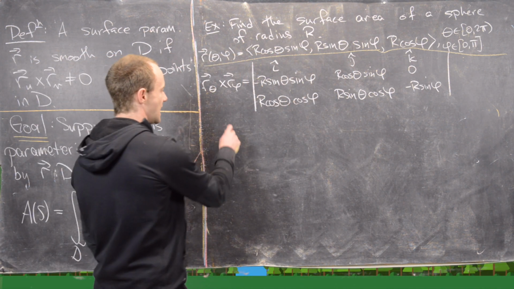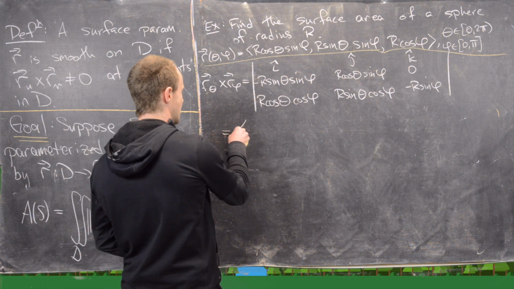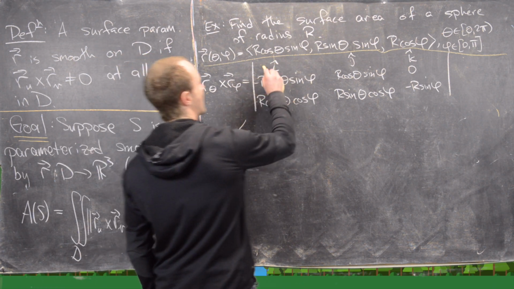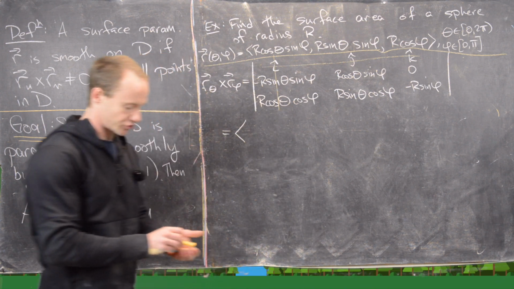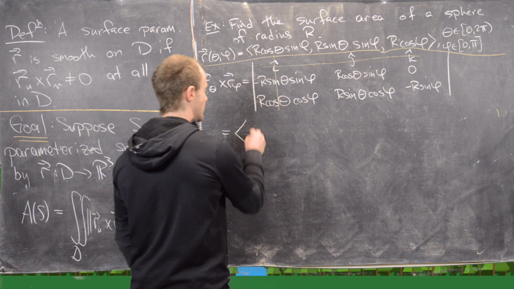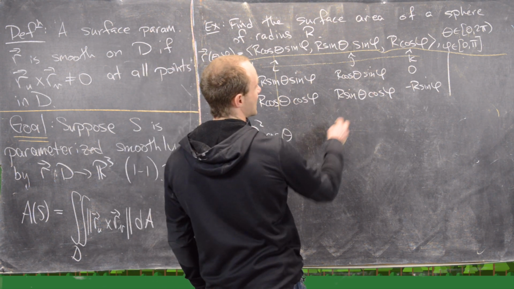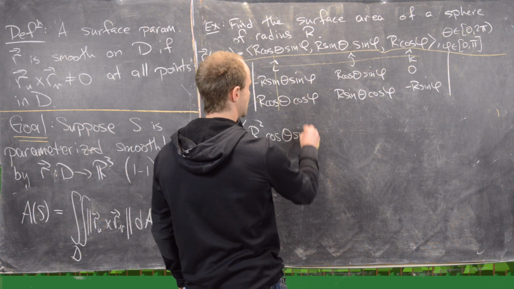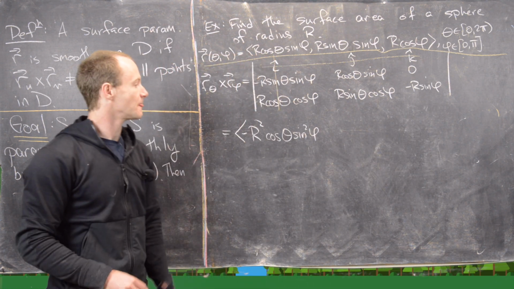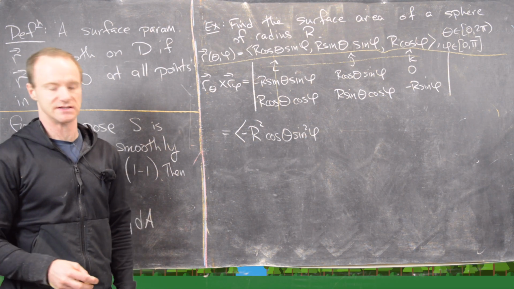Okay, so let's go ahead and calculate this cross product. Let's look into the i direction, in other words the first component. That will be given by taking cofactor expansion with the first row and the first column. Notice that's going to give us r squared cosine theta sine squared phi, and it's negative because we have this minus sign here.